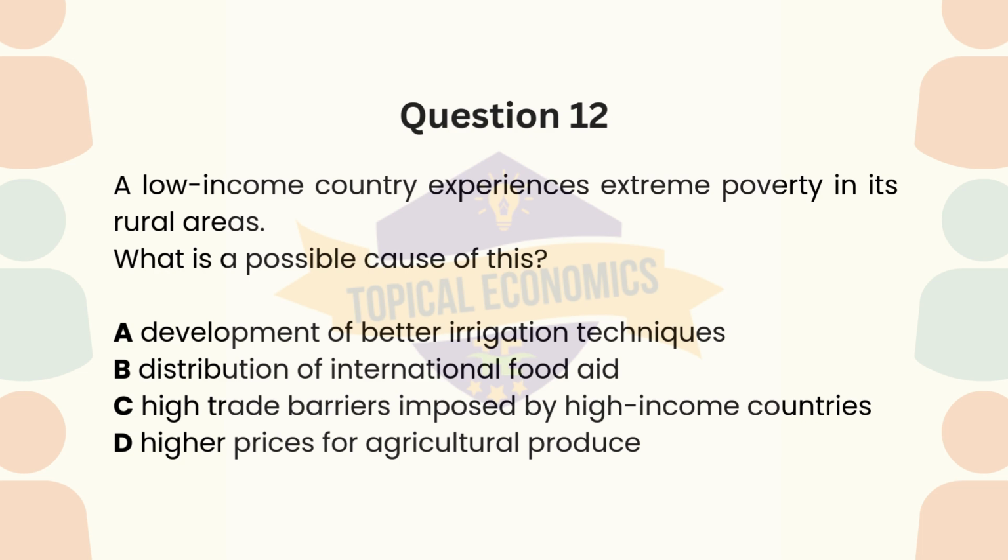So the correct answer for this question is option C. Because high trade barriers can restrict the access to markets for low-income countries, thereby limiting their ability to export goods and generate income. So this can exacerbate poverty in rural areas where agriculture is often the primary source of income. So the answer is option C.